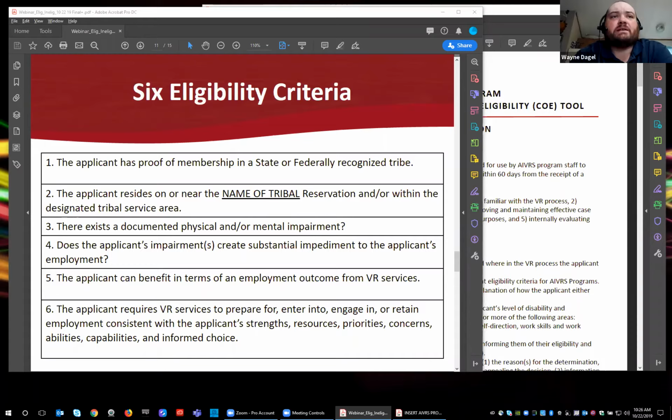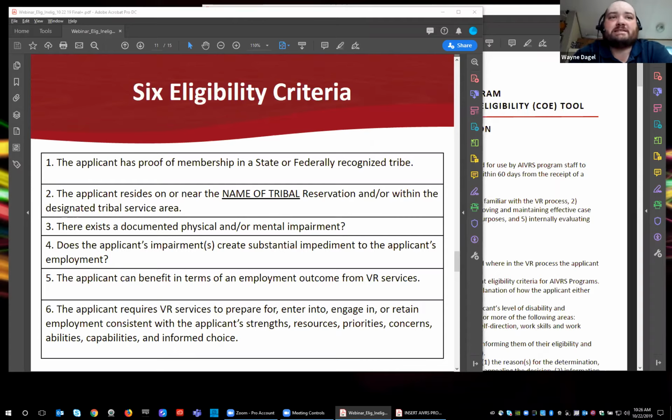Number 2, the applicant has to reside on or near the reservation or within the designated geographical tribal service area. So in your grant, when it was written, that service area was defined. And that's the area in which you can determine eligibility.